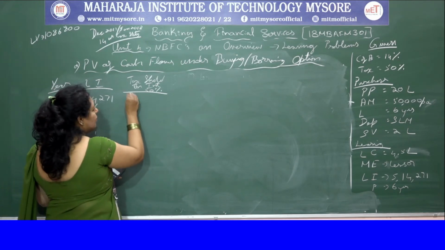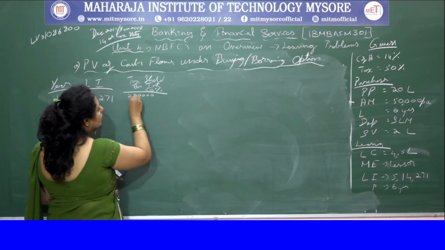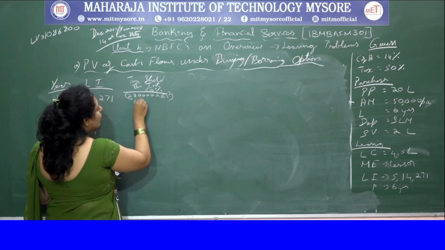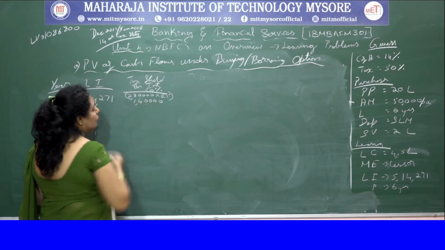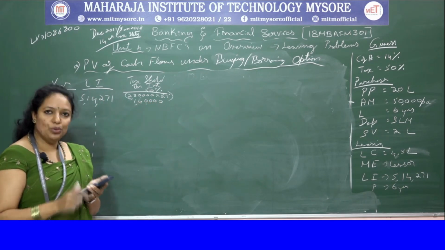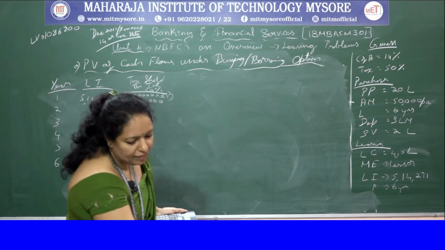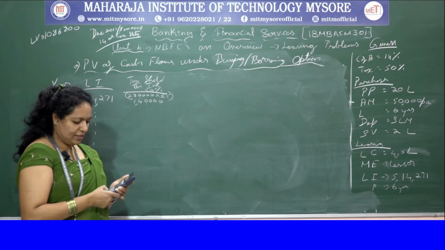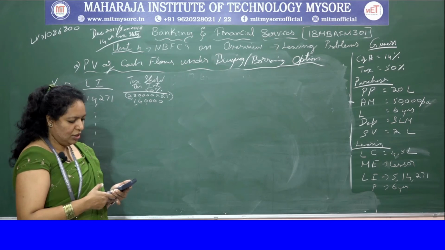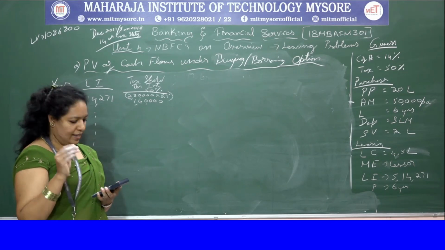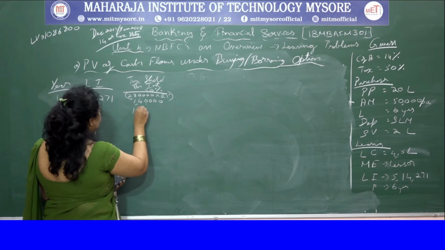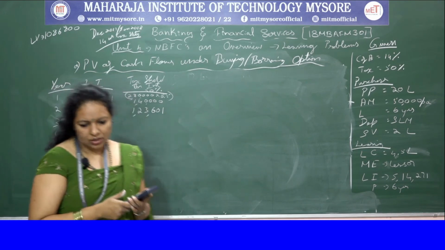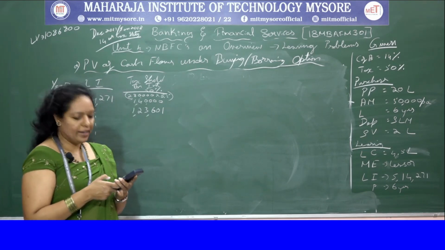So I'll write here for the first one, 2,80,000 into 50%, you get 1,40,000. For the second year, the price is 2,47,202. So half, you get 1,23,601. In the same way, for the third year, it is 2,09,812.